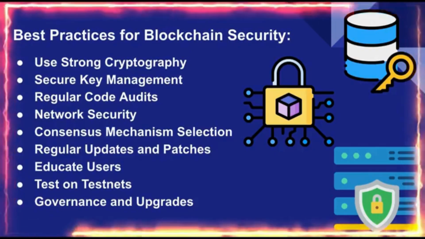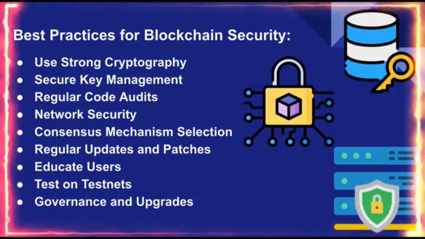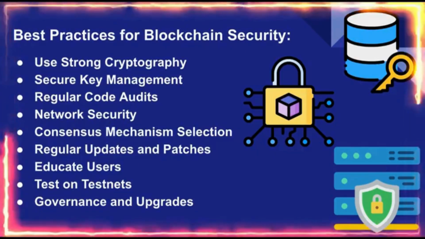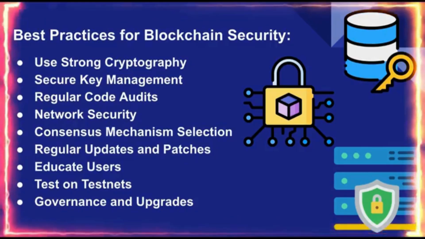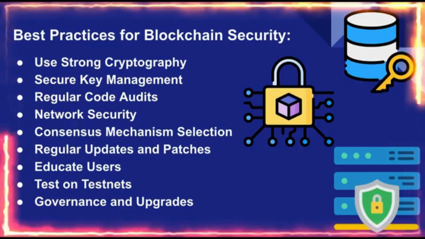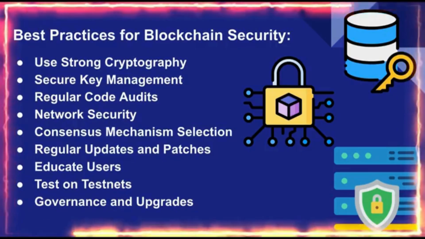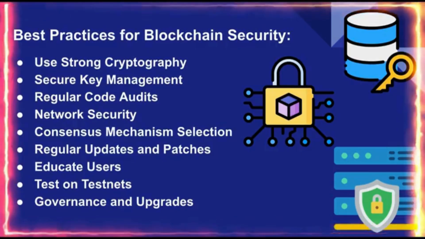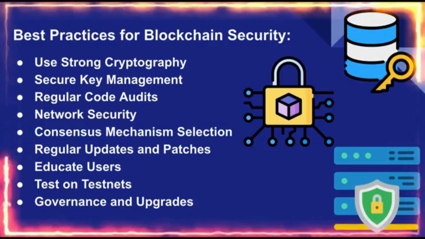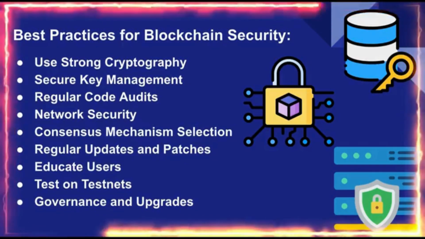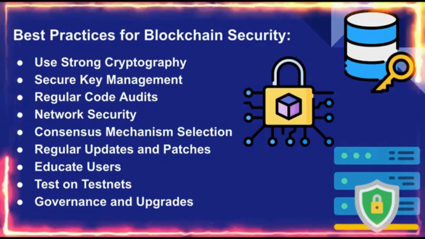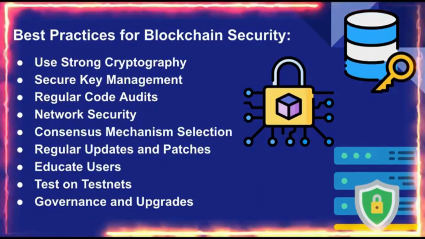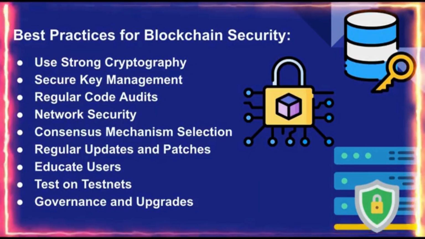Test on testnets. Before deploying to the mainnet, test smart contracts and applications on testnets to identify issues. Governance and upgrades. Implement upgrade mechanisms and governance processes to respond to security issues. Blockchain security is an evolving field, hence staying informed about the latest developments and best practices is essential to ensuring the safety and integrity of blockchain networks and applications.